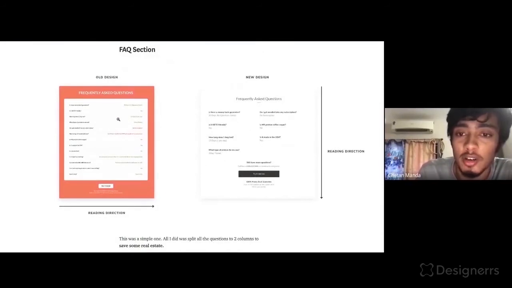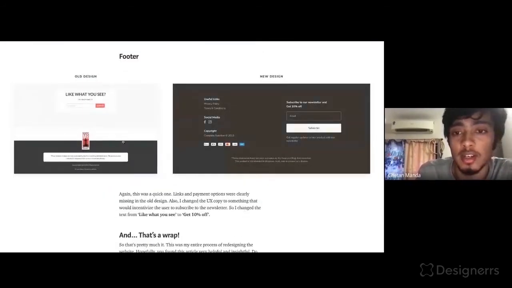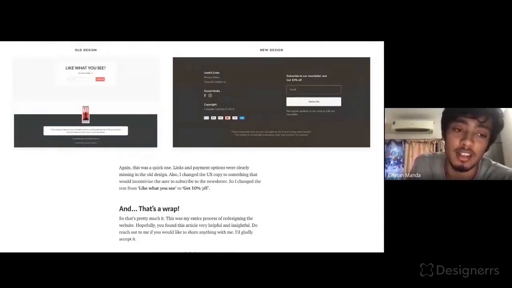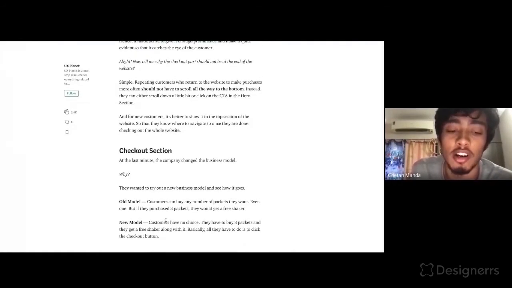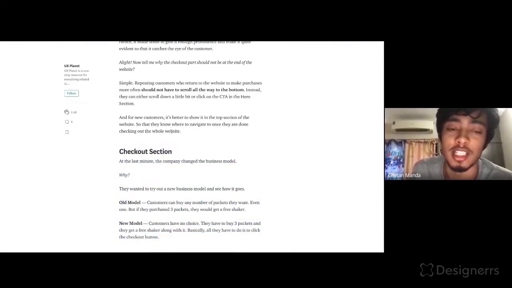FAQ section, he took it from this to this. He's even put thought into the footer, which is the bottom of the website. Okay, this is a very, very comprehensive redesign for a website. And putting it up on Medium is very useful. As I mentioned, the distribution is large. And when you have a lot of textual matter, Medium is a great place to use that.